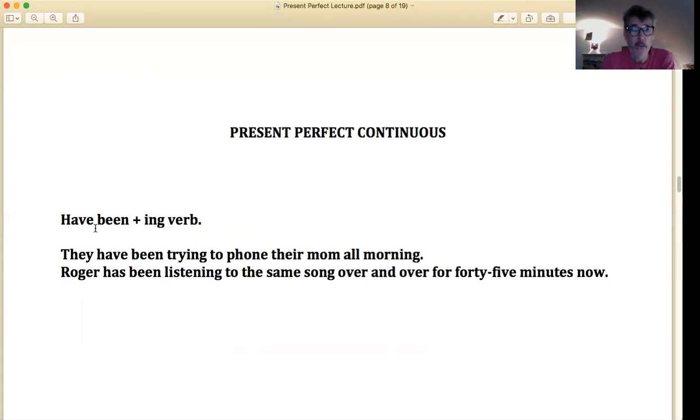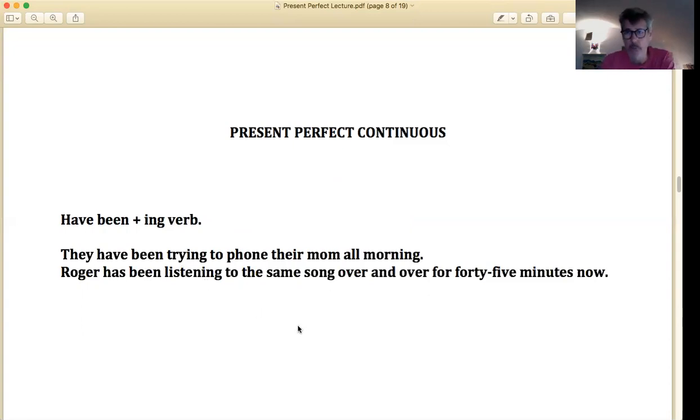All right. So have plus been plus ing, because continuous tenses are always a gerund or an ing verb. This is how we would put it together. I know most of you know this. They have been trying to phone their mom all morning. They've been trying to phone their mom. Have plus been, here is our ing. All right. And Roger has been listening to the same song over and over for 45 minutes. So Roger has been listening.